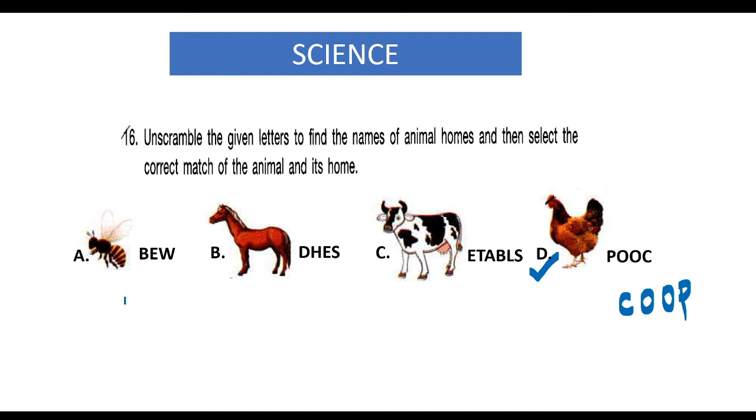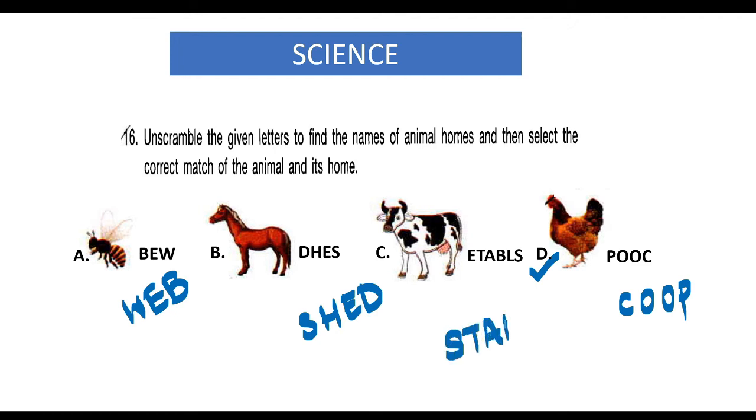For option A, when we unscramble, it is web, and the animal shown is honeybee. So honeybee stays in a hive, not a web. Option B is SHED, which is a shed. A horse does not stay in a shed, it stays in a stable. And for option C, it is STABLE when we unscramble. And a cow does not stay in a stable, it stays in a shed. So it is also a wrong option.